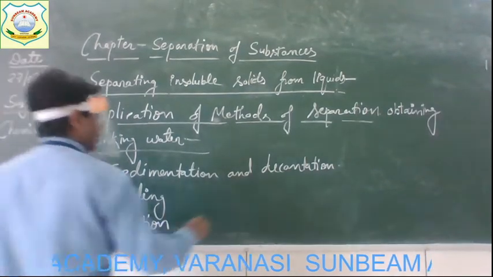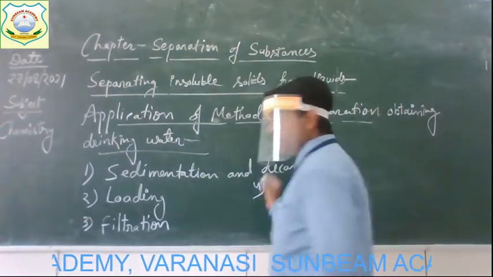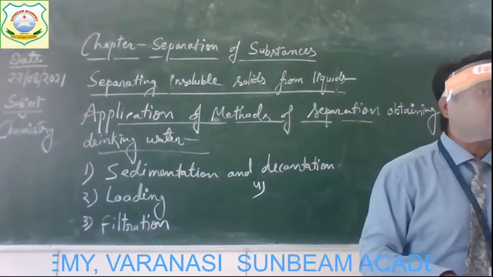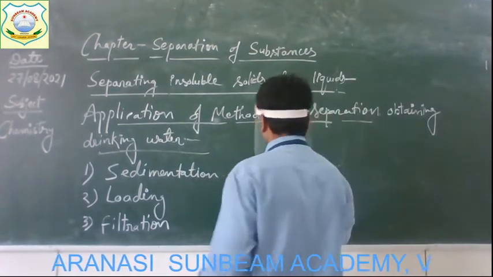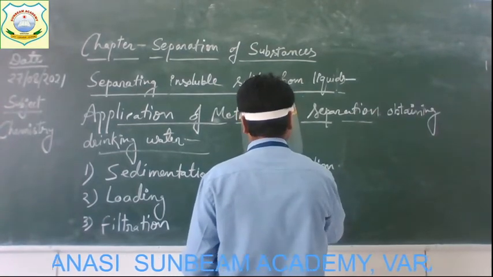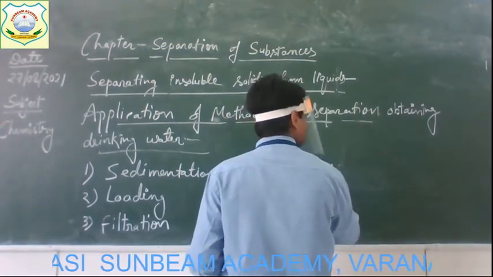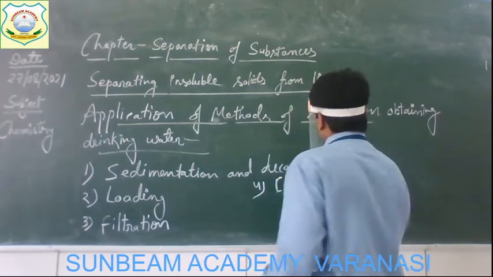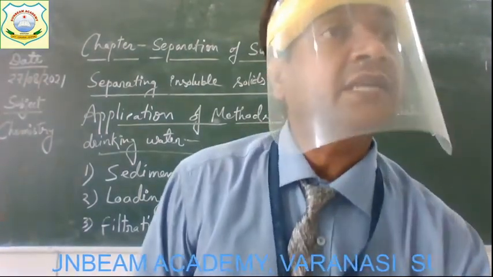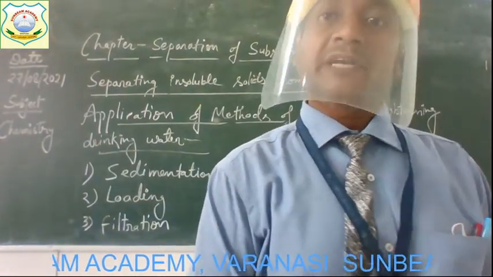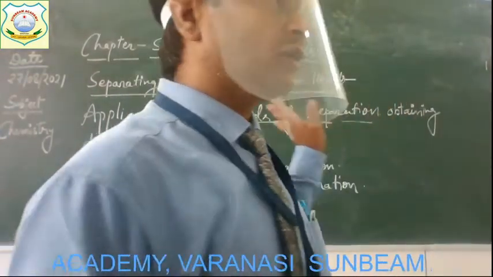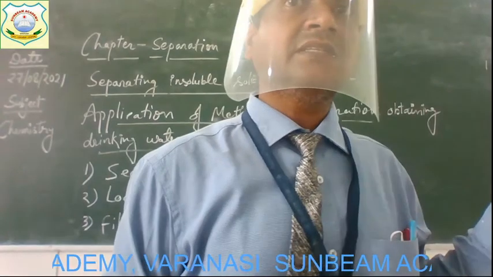After this, another method is also used, something is added in the water, and that is chlorine, which is known as chlorination. So these are the different methods used to obtain drinking water. Alright, children, I hope that you understood all these topics, all these methods. Thank you.